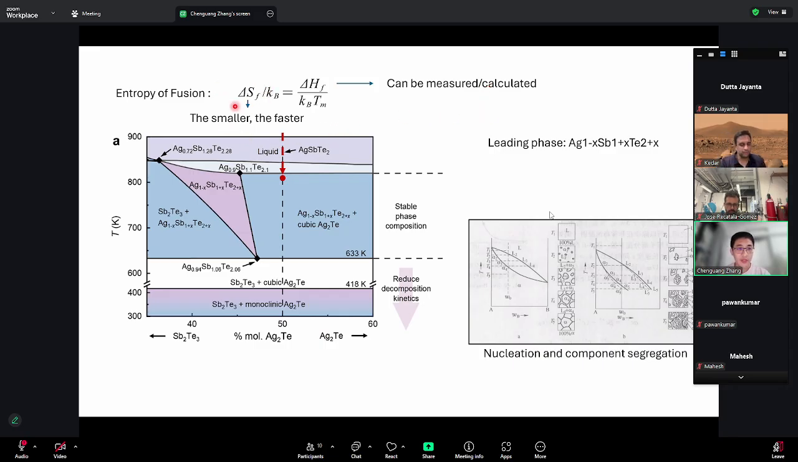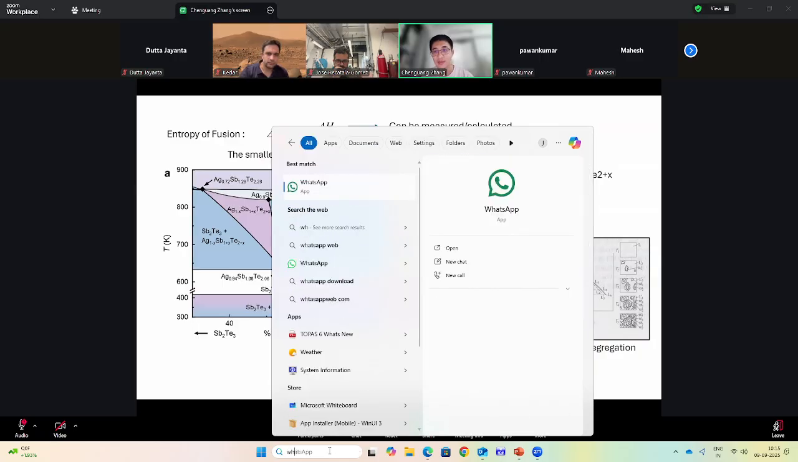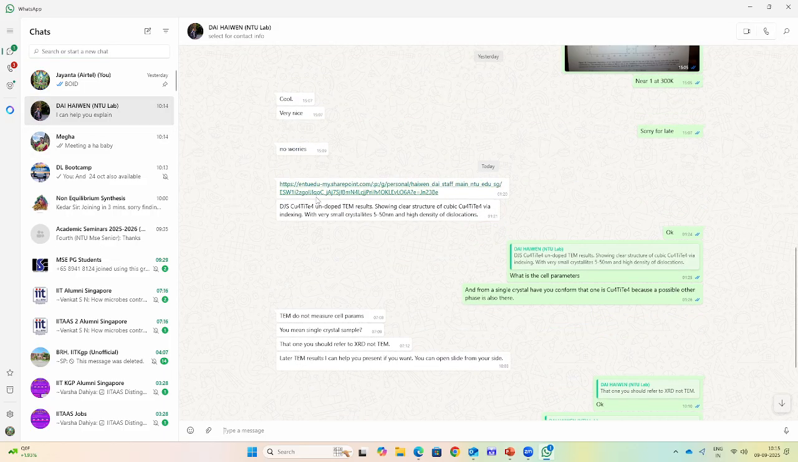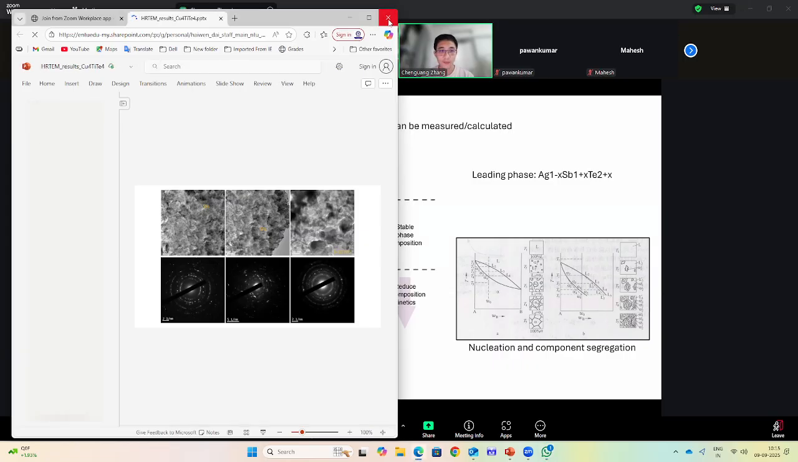And for this entropy of fusion, if you get a smaller number, then it probably means that it grows faster during the crystallization process. For a typical metal, the number should be lower than 2. But for a semiconductor, it should typically be larger than, or maybe around, 10.